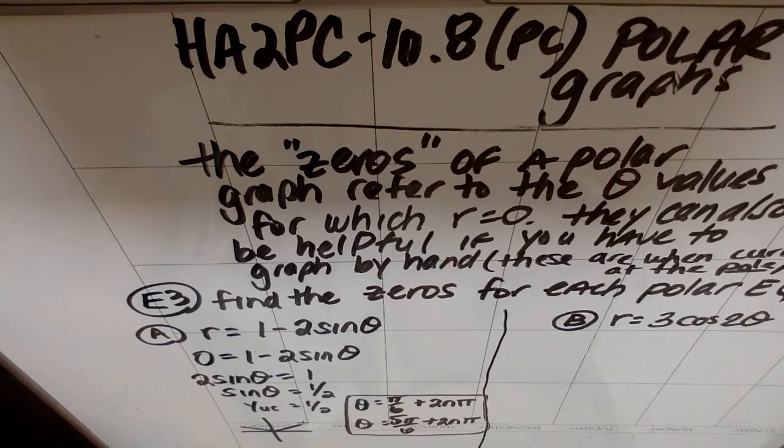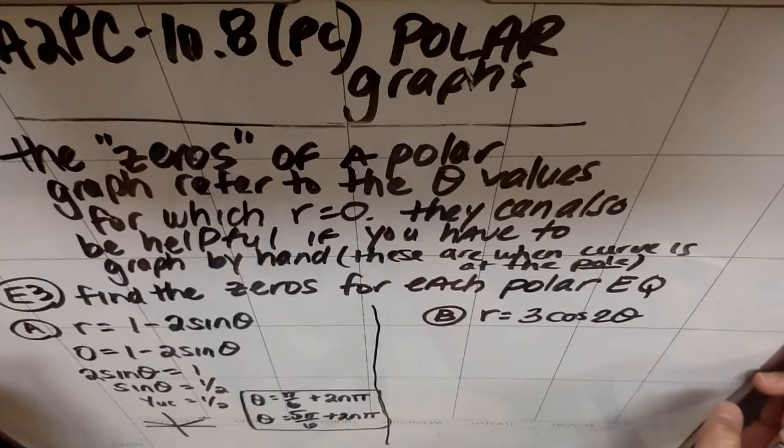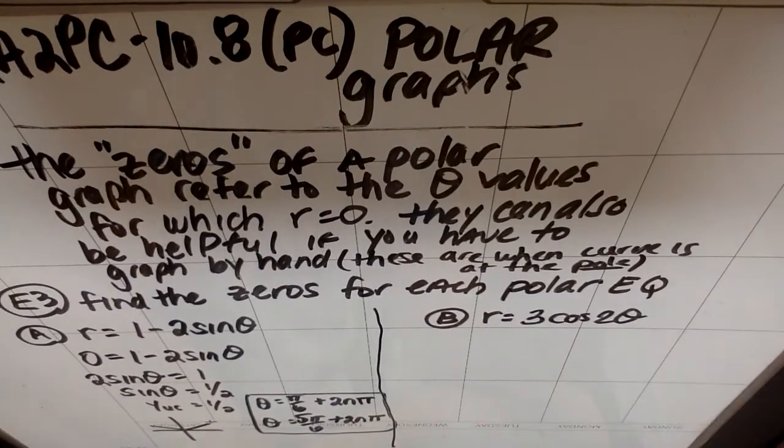If you're given a window, like if they say find the zeros from 0 to 2 pi, well, then I would only need these two zeros. But if I'm not given a window, then I have to understand that there are actually infinite of these same zeros. The second one is when r equals 3 cosine 2 theta.